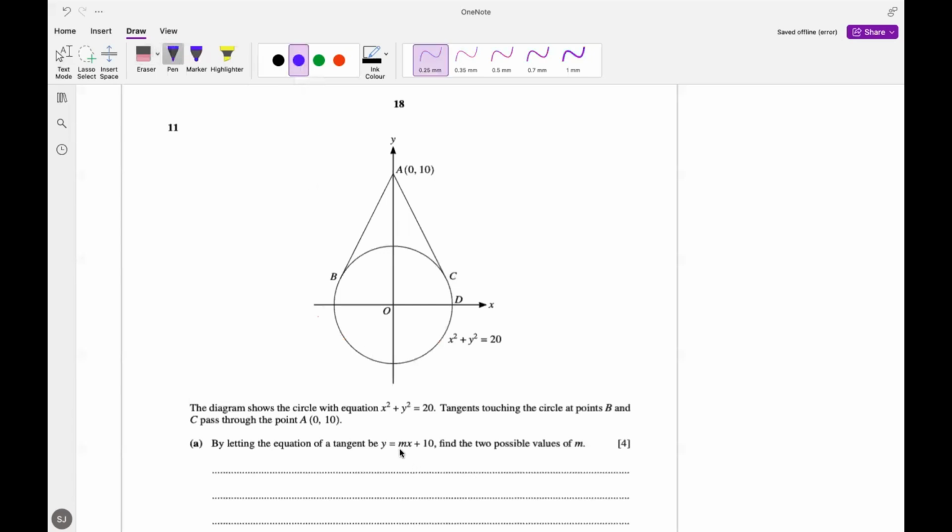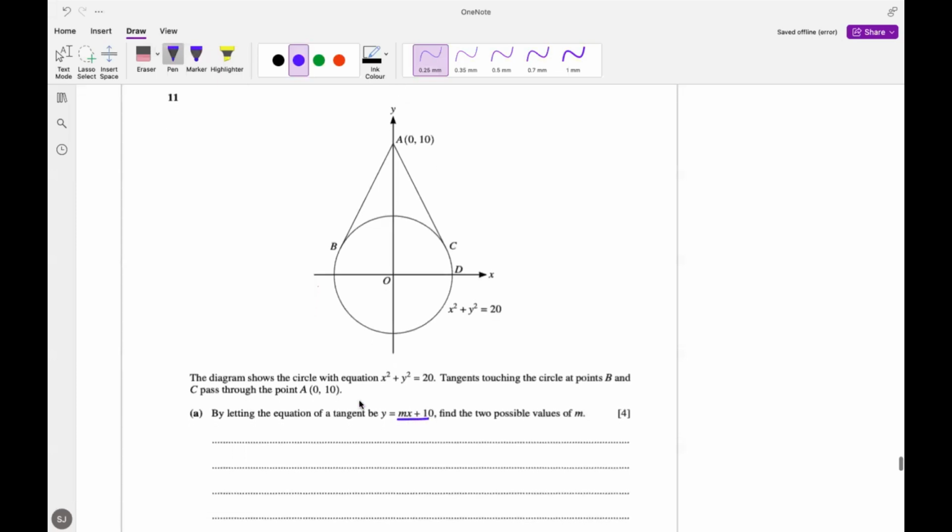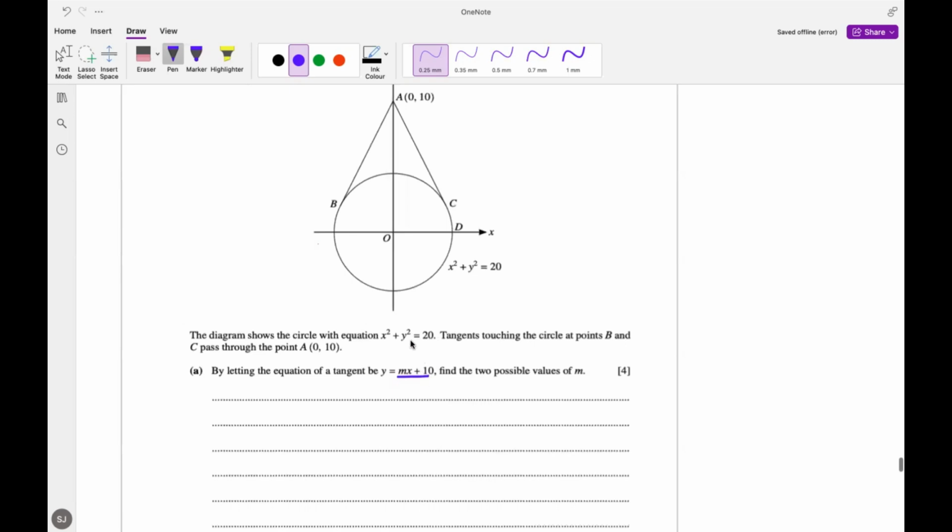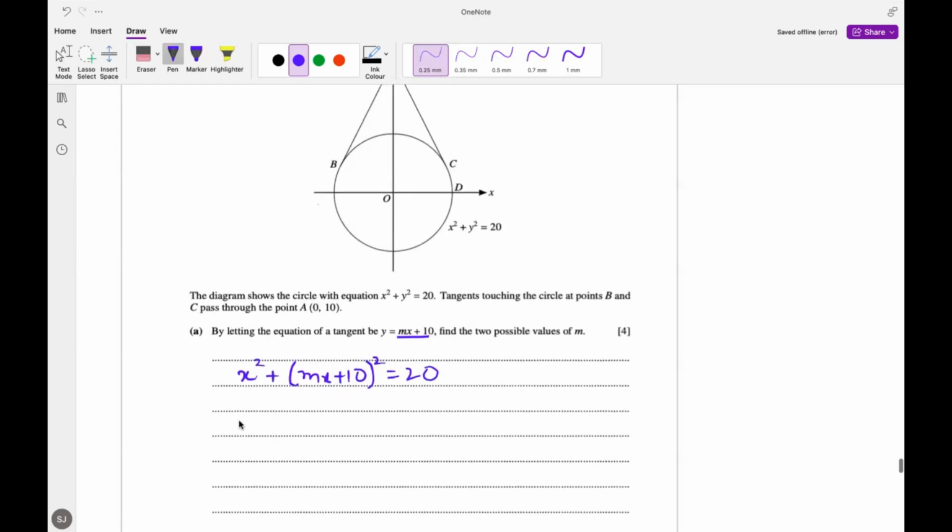Now, as we have an unknown constant over here, it means we'll have to apply the discriminant b squared minus 4ac. So substituting y equals mx plus c in the equation of the circle, this will become x squared plus, in place of y, we'll substitute (mx plus 10) whole squared equals 20. Now expanding the bracket, we will get x squared plus m squared x squared plus 20mx plus 100. And then we'll bring the 20 on this side, so this will be 100 minus 20 equals 0.